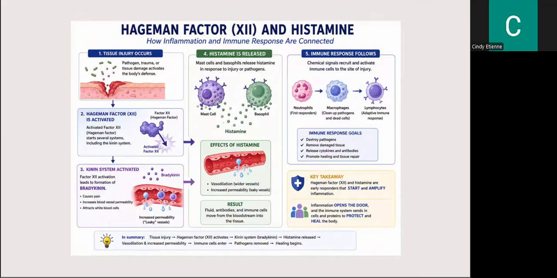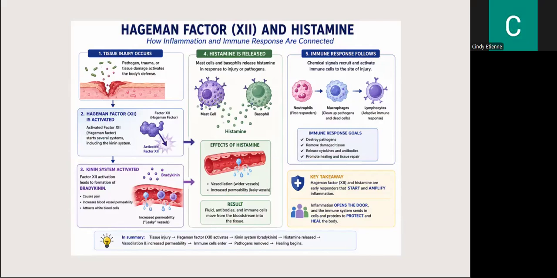So let's connect inflammation with the immune response. When tissue is injured, the Hageman factor, also called factor 12, is activated. Think of it as the body's emergency switch. Once turned on, it starts several protective systems, including the kinin system, which produces bradykinin, a chemical that causes pain and increases blood vessel permeability.